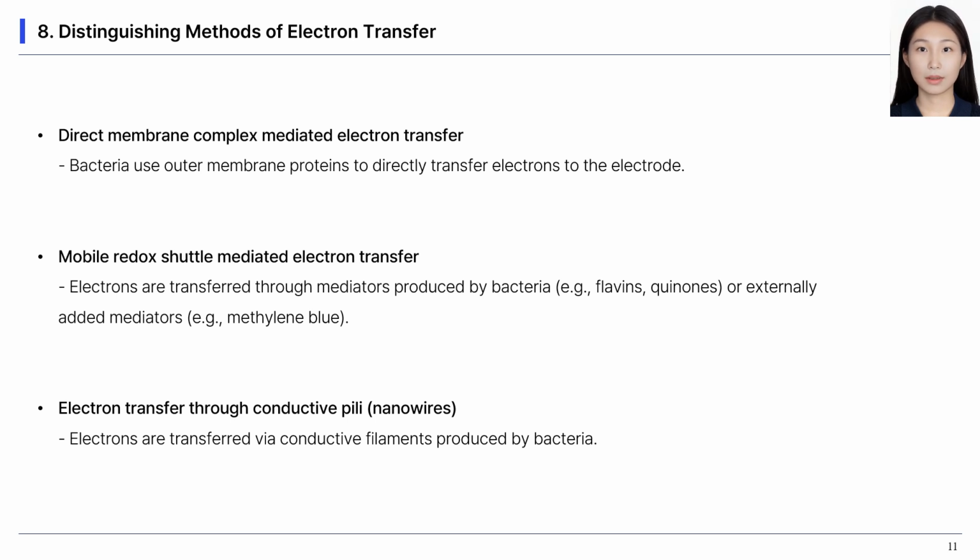The third mechanism is nanowire-based transfer. Some bacteria, like Geobacter sulfurreducens, produce conductive appendages called nanowires. These structures act like tiny electrical wires, transferring electrons from bacterial cells to the anode or even between cells. Nanowire-based transfer is particularly interesting because it enables the formation of dense microbial communities, enhancing overall electron transfer rates.